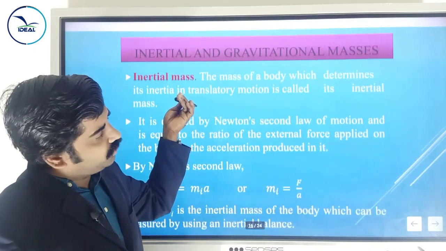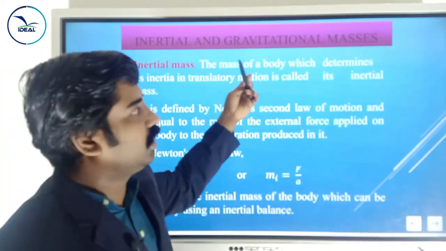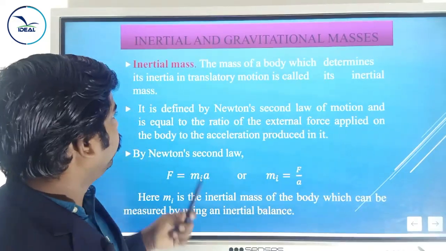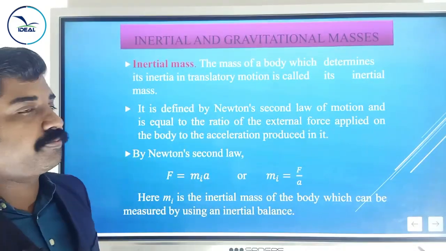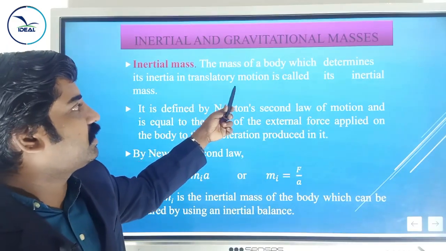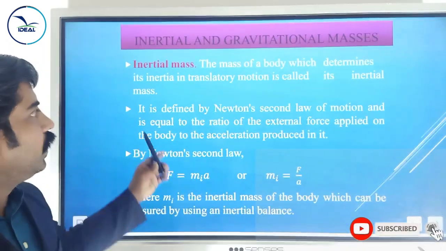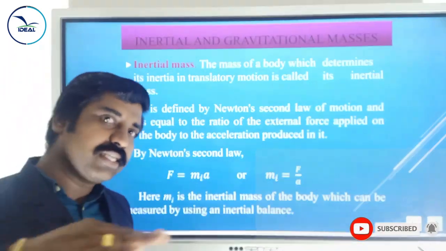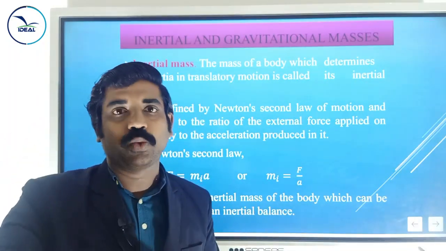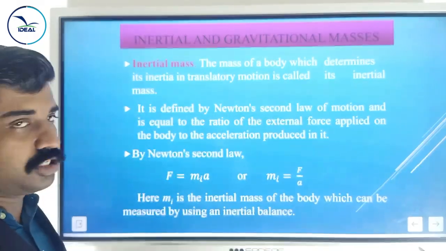So, we want to measure the weights by using two methods. First one is the inertial method. Inertial mass and gravitational masses are there. In the inertial case, the mass of a body which determines its inertia in translatory motion is called the inertial mass. Translatory means moving through a plane. It depends on the translation motion.